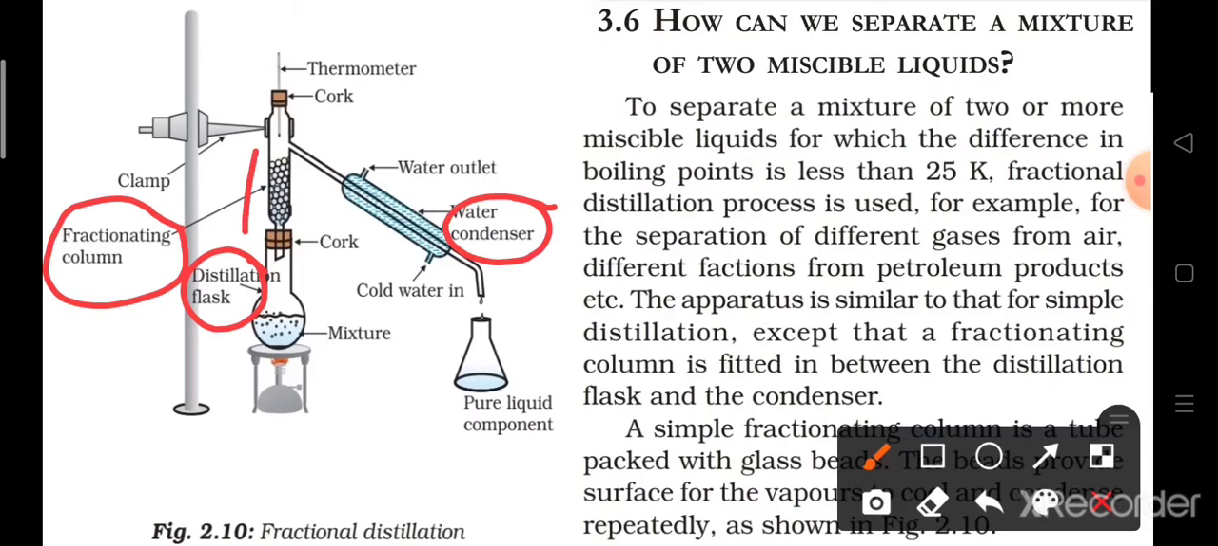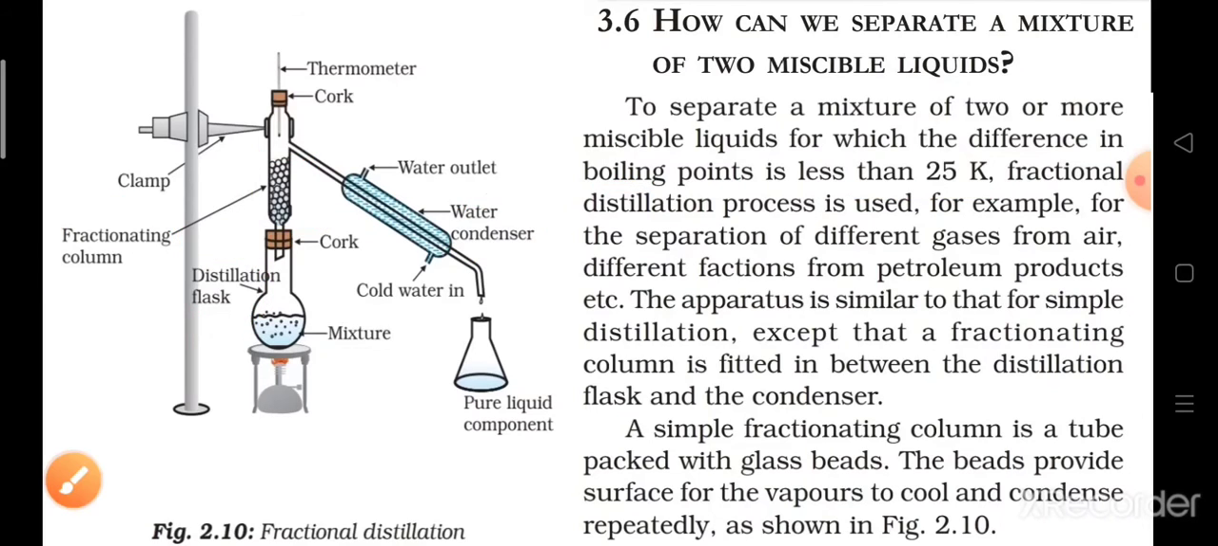This is the extra part which is fitted to separate miscible liquids whose boiling point difference is less than 25 Kelvin. Clear? A simple fractionating column is a tube packed with glass beads. These beads are important. They are glass beads, spherical in shape. The beads provide surface for the vapors to cool and condense rapidly.